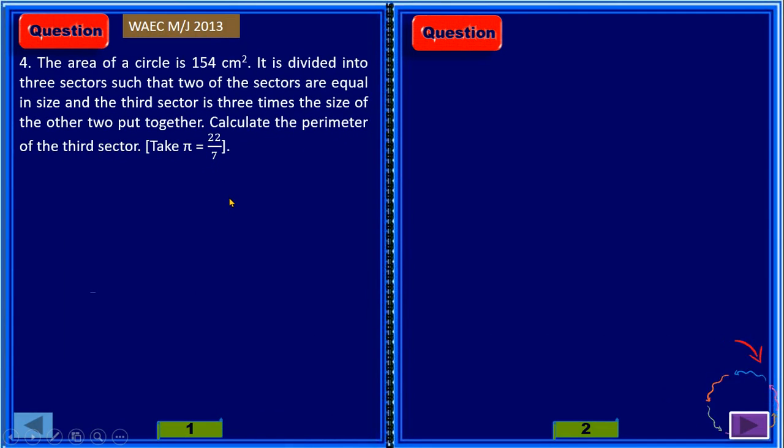Question number 4. The area of a circle is 154 square centimeters. It is divided into 3 sectors, such that 2 of the sectors are equal in size, and the third sector is 3 times the size of the other 2 put together. Calculate the perimeter of the third sector. Take pi as 22/7. Let's solve this question together.